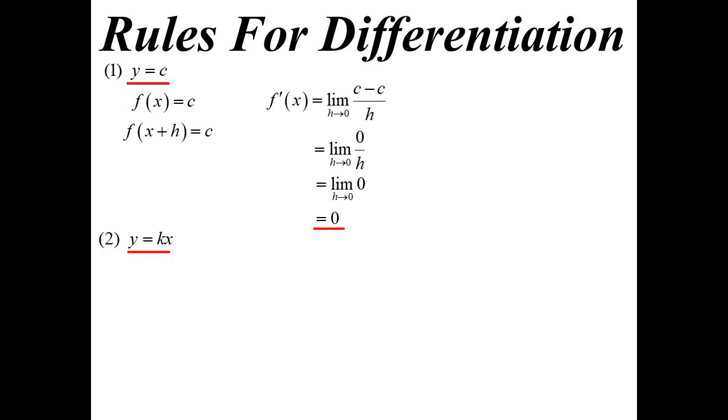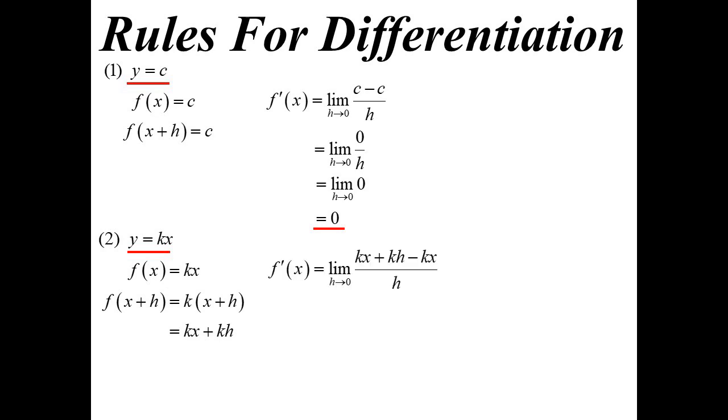We then moved on to lines. So some constant times x. So again, let's put it into our formula. Function x is kx. Function x plus h will end up being kx plus kh. Pop it into the formula. The kx's cancel. So do the h's. And we get a constant k. So whenever we differentiate something times x, we know it's that thing.